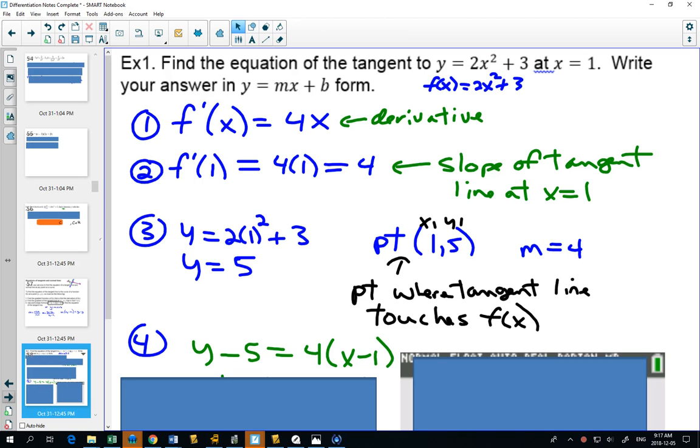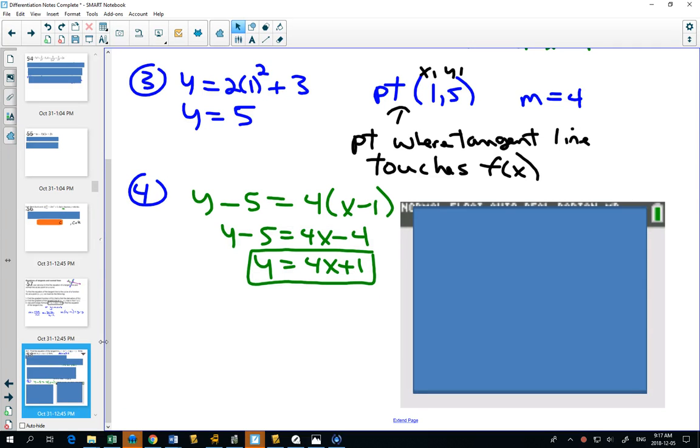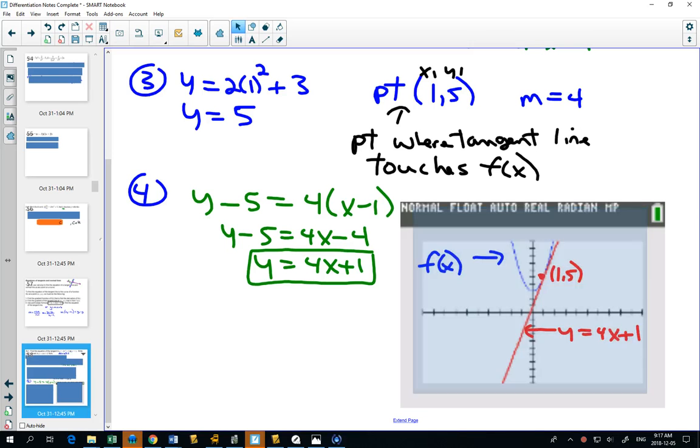Once you have the slope and the point, this is where you have a choice. You can either use the point-slope form, y minus y1 equals m times x minus x1. The nice thing about the point-slope form is it's usually quite easy to rearrange and write out. So you would get y equals 4x plus 1. Here's a picture demonstrating what we just did.